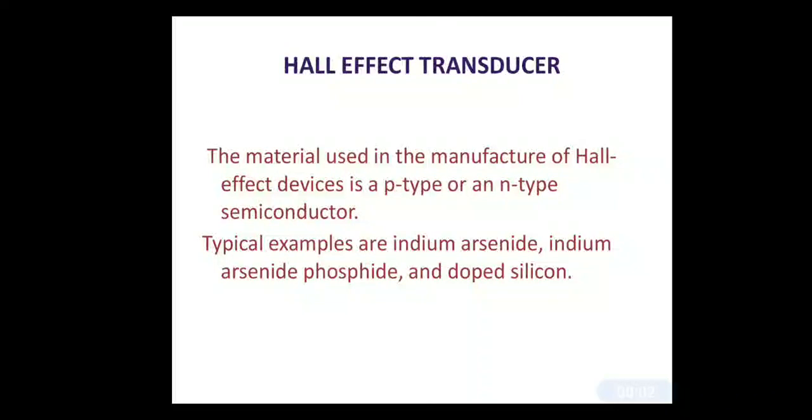In this session, we will be discussing the Hall effect transducer. Hall effect transducers are widely used for the measurement of displacement and for the measurement of magnetic and electric field intensities and similar applications. Here the material used will be a semiconductor material, either p-type or n-type. Some typical examples are indium arsenide, phosphide, and doped silicon.